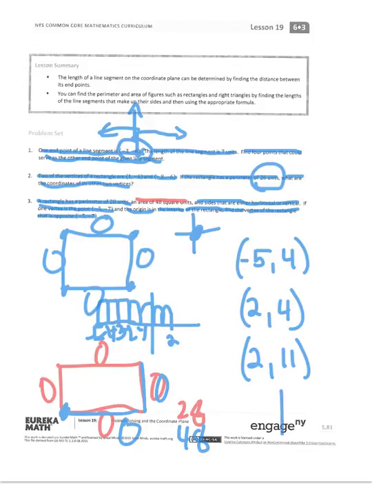So that means your drawing should look like this. Here's my coordinate plane. It should look something like that. They're giving you this one, and they need you to find the opposite one.